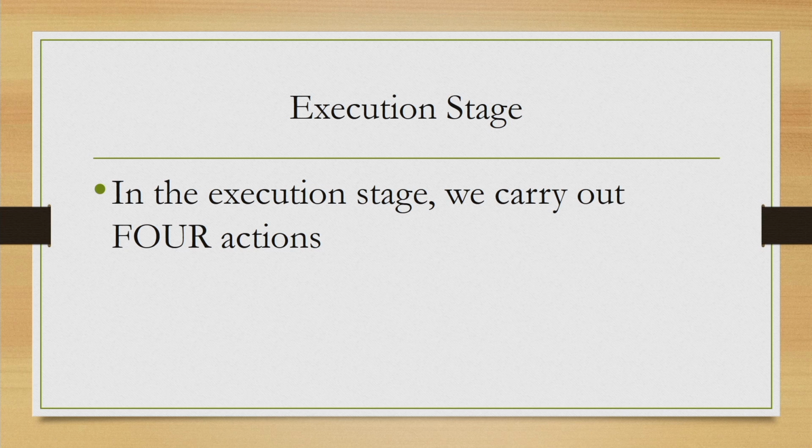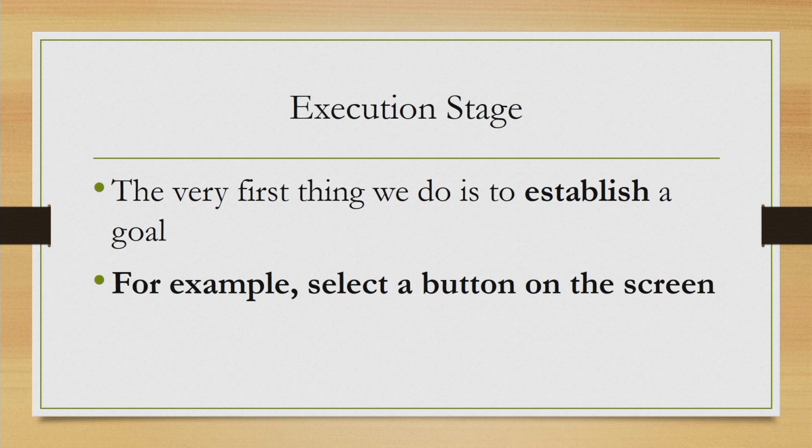So, as I have shown, under the execution stage there are 4 actions. The very first action is establish a goal. Now, for example, suppose you are asked to click on a button. So, clicking on the button is your goal. So, you have to establish this goal first.